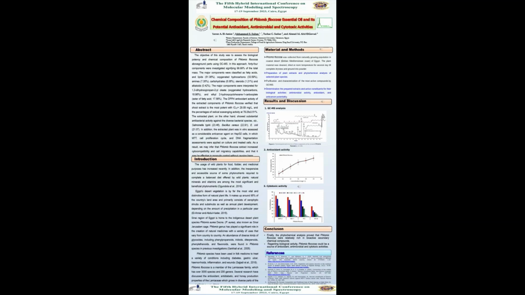Material and methods. 1. Phlomis floccosa was gathered from a wild population in the Egyptian desert. The plant material was cleansed, air dried for several days at room temperature until completely dry, and then ground into powder. 2. Preparation of plant extracts and phytochemical analysis of selected plant species. 3. Purification and characterization of the most active compounds by GC-MS. 4. Determination of the prepared extracts and active constituents for their biological activities: antimicrobial activity, antioxidant, and anti-cancer potentiality.